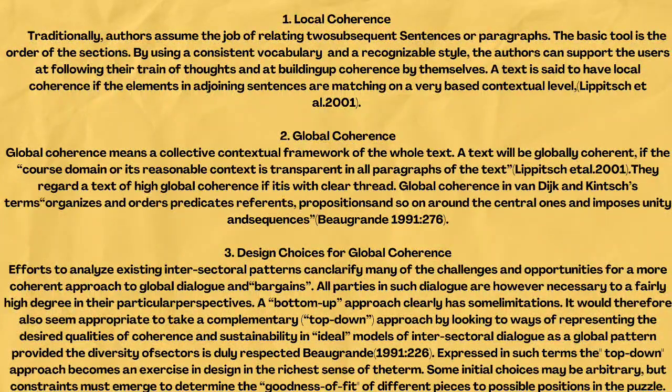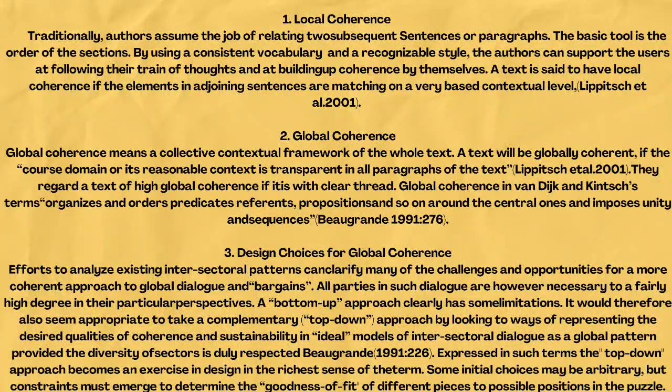Second, global coherence. Global coherence means a collective contextual framework of the whole text. A text will be globally coherent if the core domain or its reasonable context is transparent in all paragraphs of the text. They regard a text as having high global coherence if it has a clear thread. Global coherence in Van Dijk and Kintsch's view organizes and orders predicates and propositions, grounding the central ones and imposing unity and sequence.